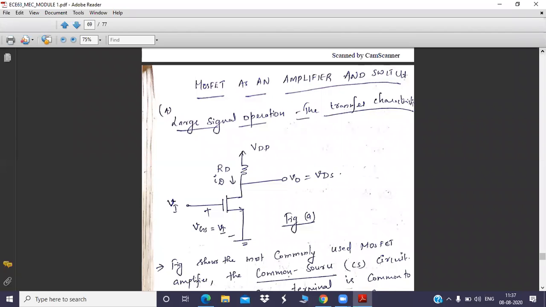For example, if the input is 5 volt peak to peak, where I have converted my speech signal into an electrical signal, and the gain of the amplifier is 5, I will expect a 25 volt output at the load, that is 5 into 5. So output is nothing but gain into input.